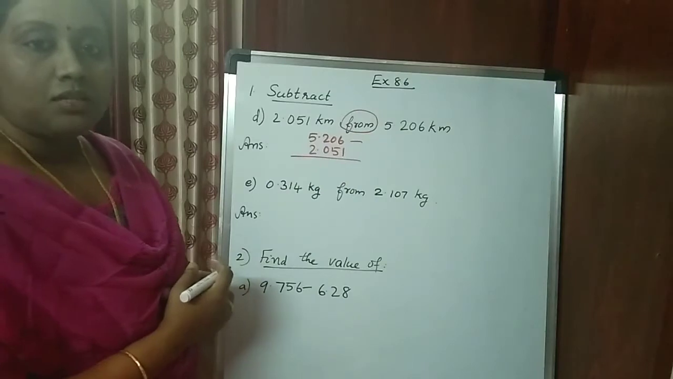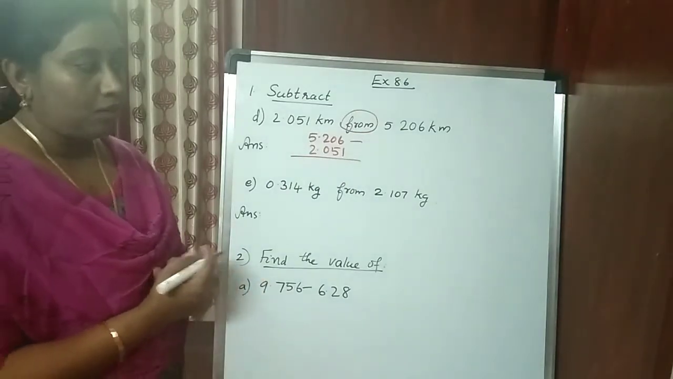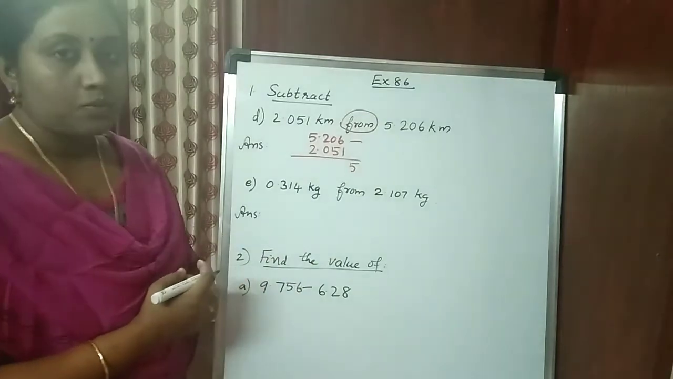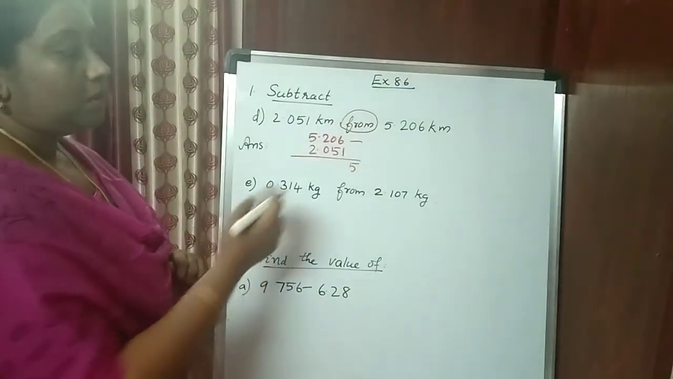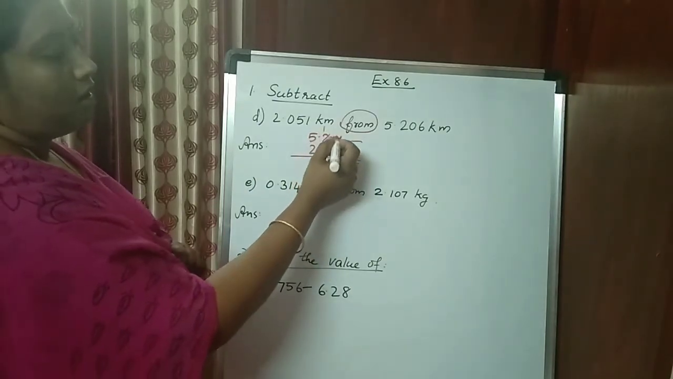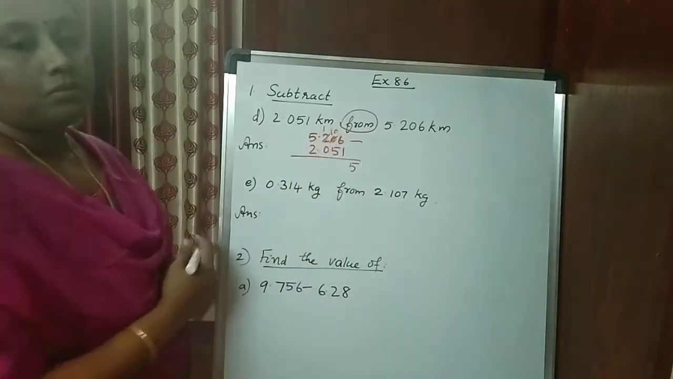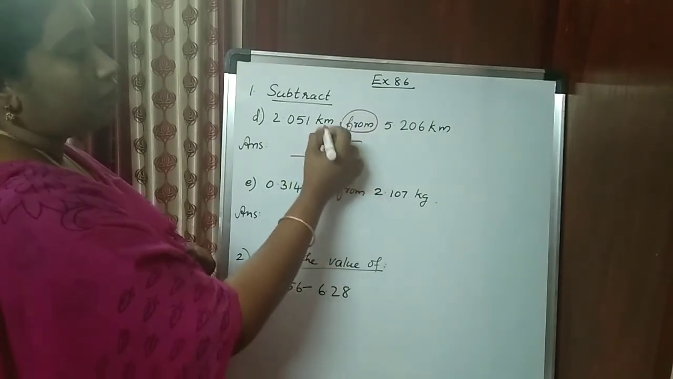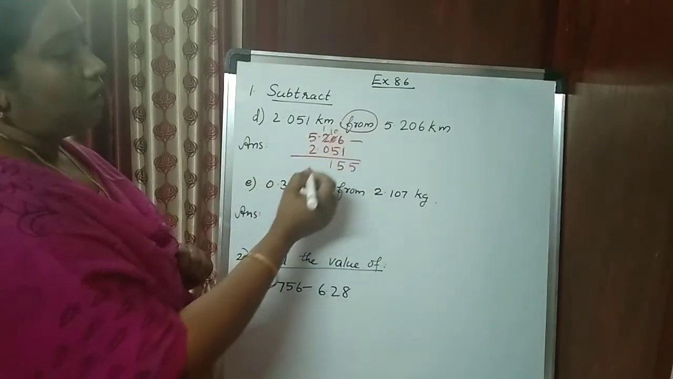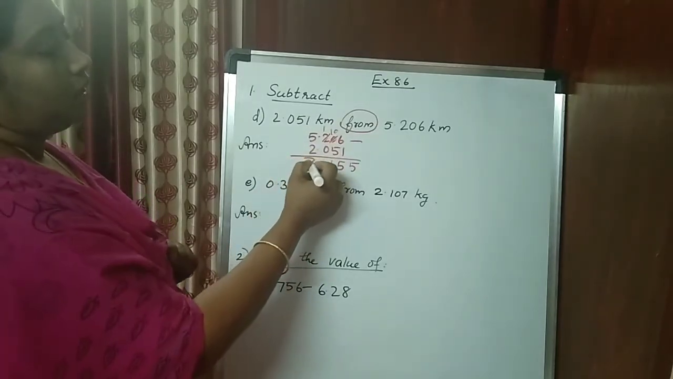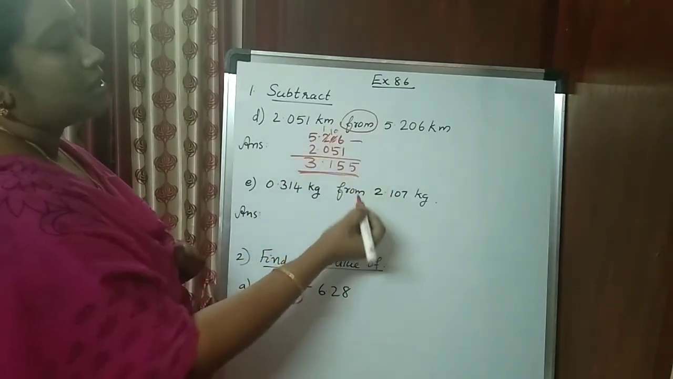6 minus 1 is what? 6 minus 1 is 5. Then 0 minus 5, is it possible? Not possible. Then you borrow. This 2 becomes 1 and this 0 becomes 10. 10 minus 5 is 5. Then 1 minus 0, 1. Dot. 5 minus 2 is 3. So what is your answer?